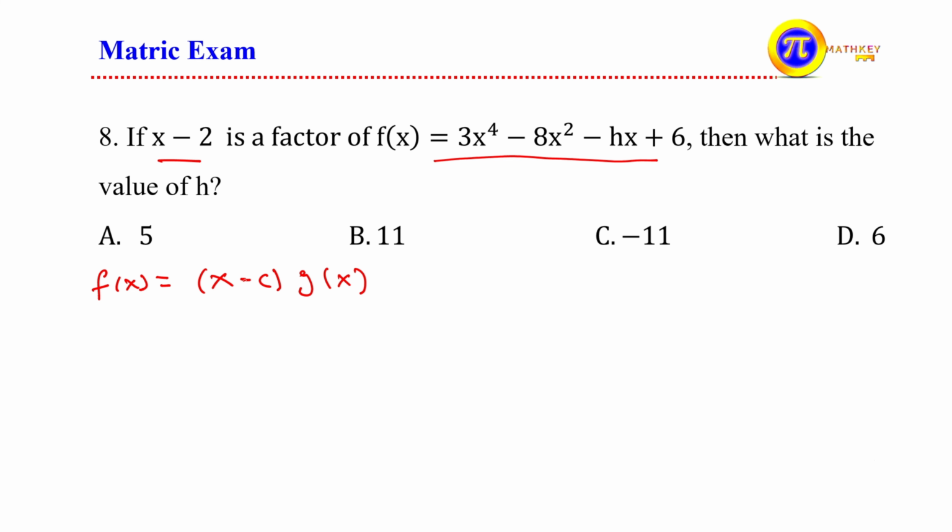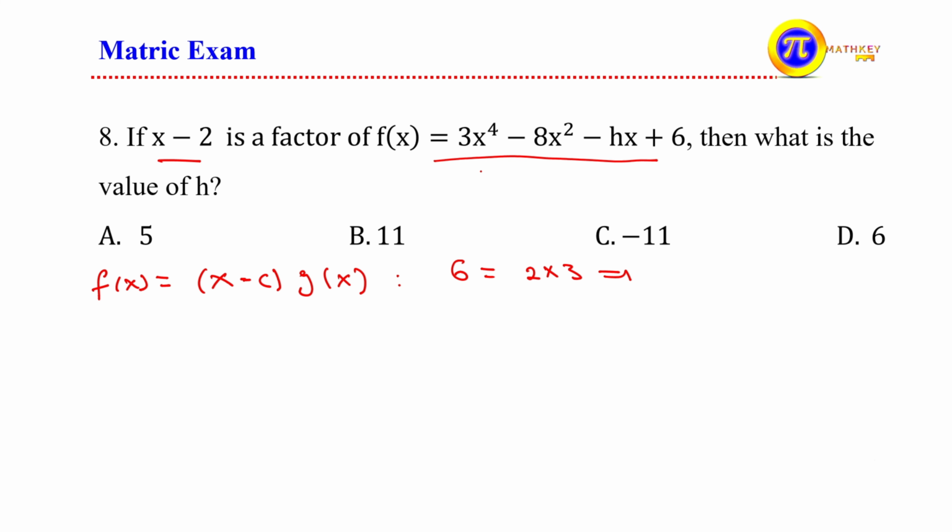if x minus c is its factor, that means it divides f of x without remainder. That means 6 is equal to 2 times 3, we can say. This implies 2 divides 6 without remainder. The remainder is 0. When we divide 6 by 3, the remainder is 0.